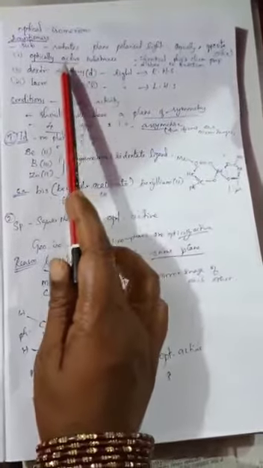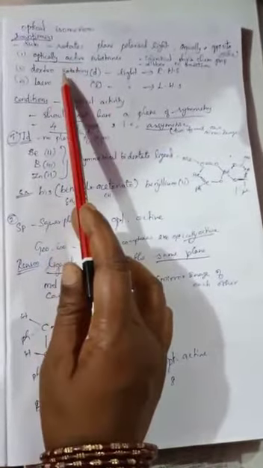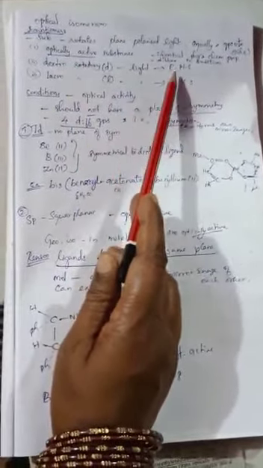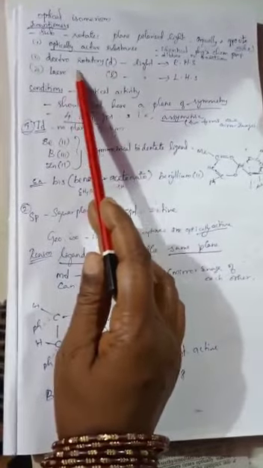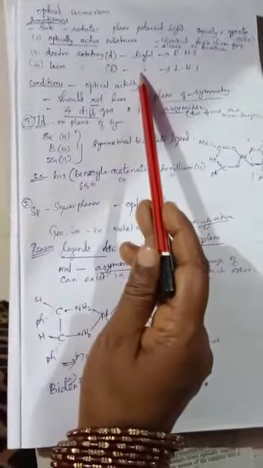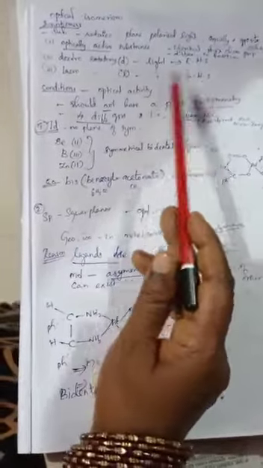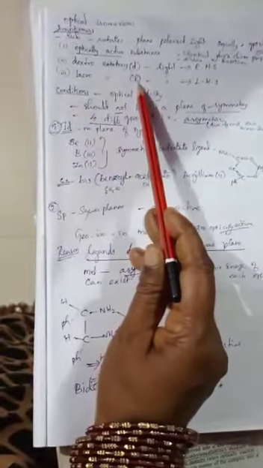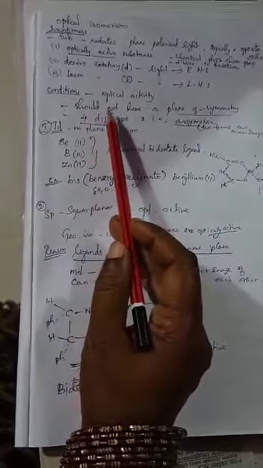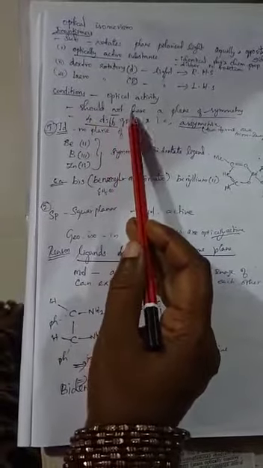The substance is said to be an optically active substance, and the substance which rotates the light towards the right hand side is said to be dextro-rotatory, and its symbol is small d. The substance which rotates the plane polarized light to the left hand side is said to be levo-rotatory, and its symbol is small l.